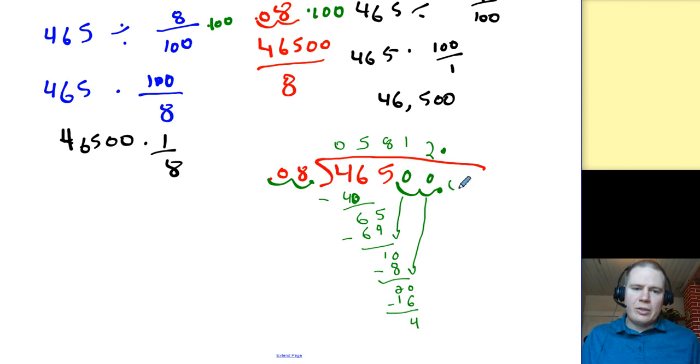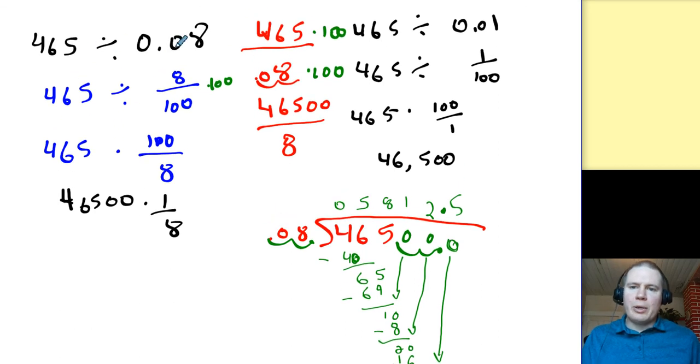I need another 0 here. So I just put it there, but my decimal point is unchanged. The decimal point is still there. Right? 8 goes into 45 times, and there's my answer.